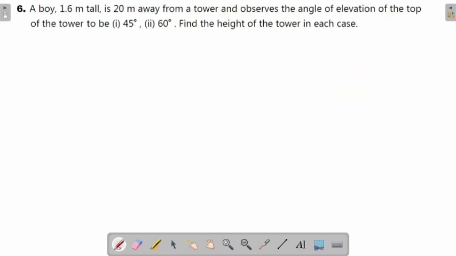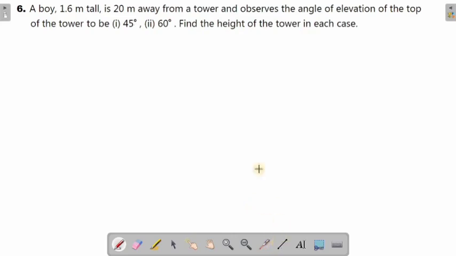Let's move to another question. The question says, a boy 1.6 meter tall is 20 meter away from the tower and observes the angle of elevation of the top of the tower to be... So there are two questions actually. Let's take number one as the reference. Number two you will try by yourself. You need to find the height of the tower in each case.